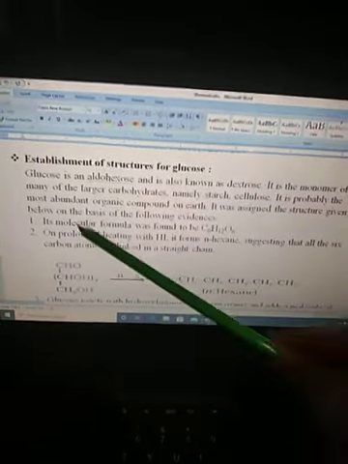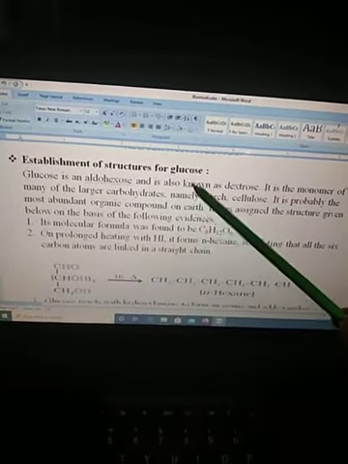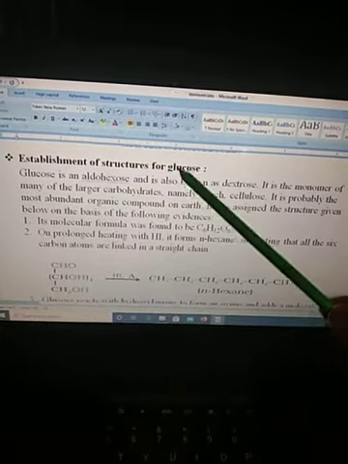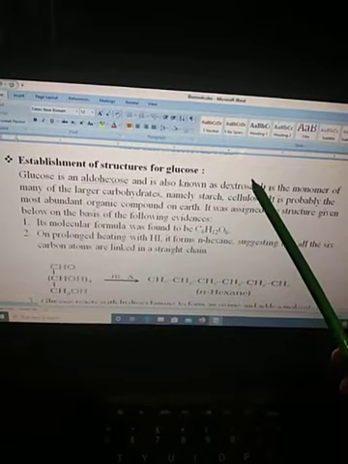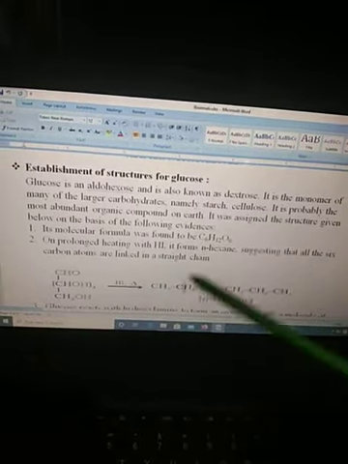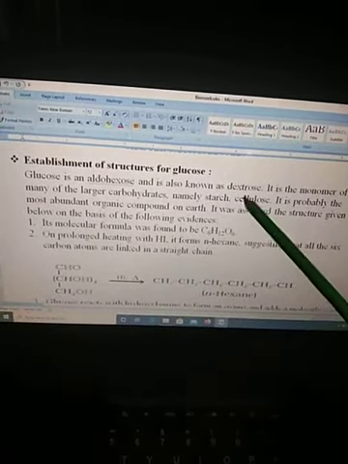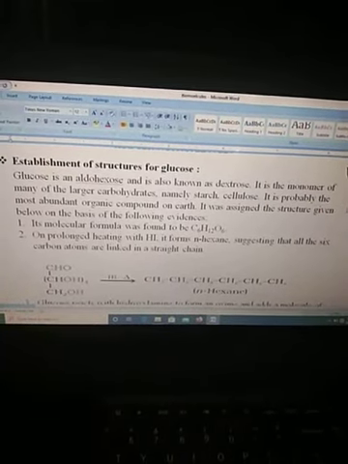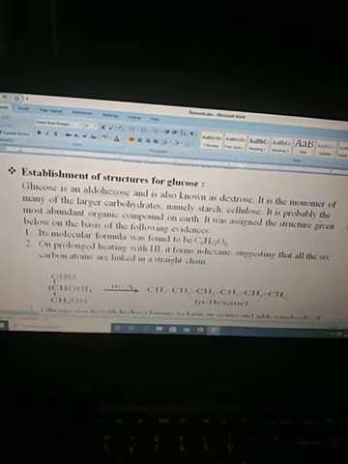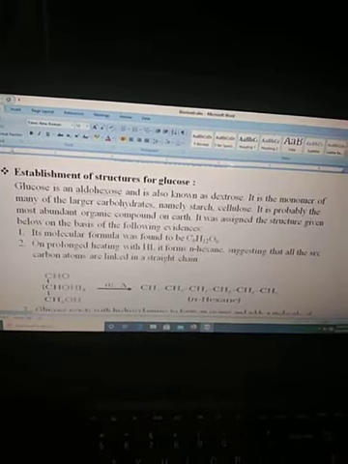Okay, glucose, as we know, is known as aldohexose. Last time we discussed hexose because we have 6 carbon atoms, and since it is an aldehyde, aldohexose. It is also known as dextrose. Now this glucose is the monomer of many larger carbohydrates or sucrose. So the first point is the molecular formula that we know, which is C6H12O6.